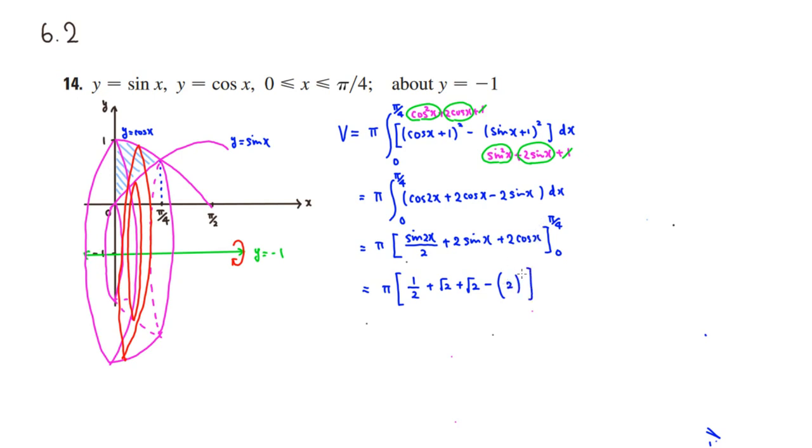So what you get is pi times, you have 2 times square root of 2, and 1/2 minus 2 would be negative 3 over 2. So that's the volume of the solid given here. All right, that's it. I hope that this was clear.